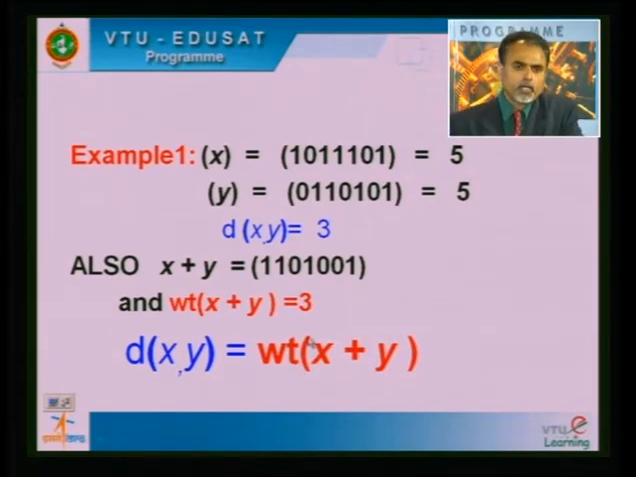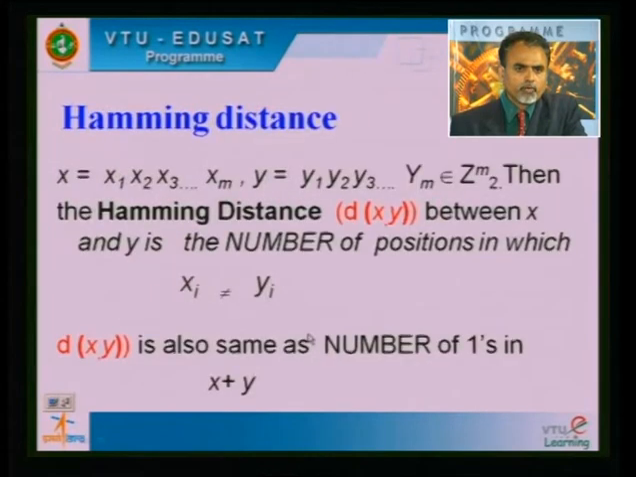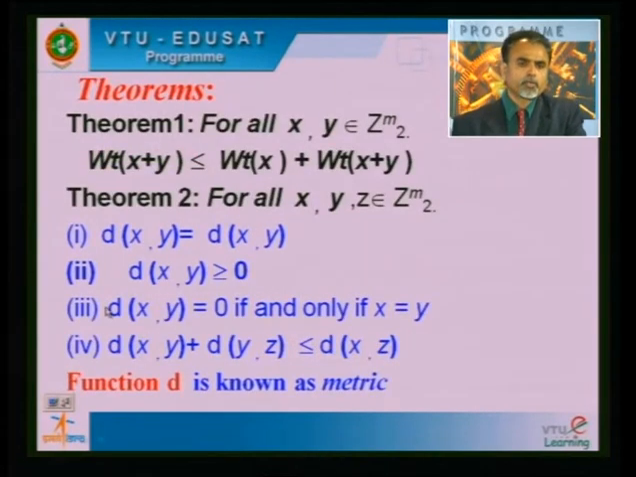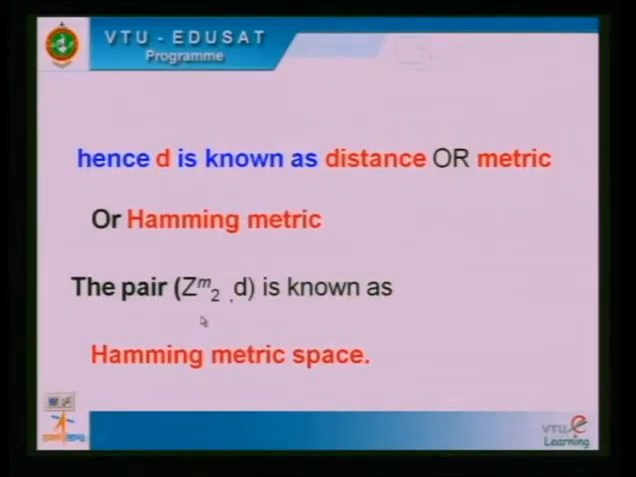And we should never forget that distance is nothing but a metric. Because distance is a metric, these properties are holding good. That is, as a theorem, all these 4 properties are holding good, that is why this function D is also known as a metric, or the corresponding space Z to the power n along with D, this pair is also known as the Hamming metric space.